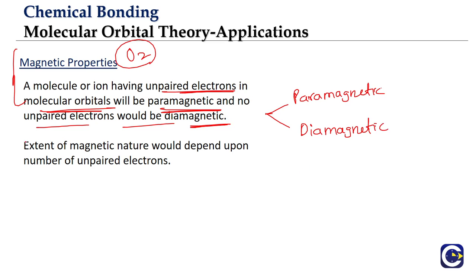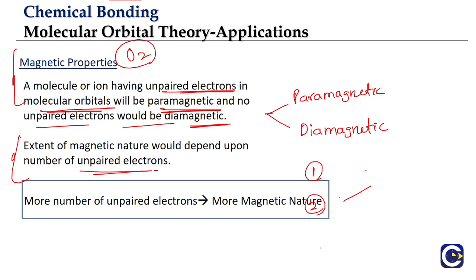And if you look at the extent of magnetic nature, more number of unpaired electrons means the paramagnetic nature is going to be more. For example, if there is a molecule with one unpaired electron and another molecule with two unpaired electrons, the one with two unpaired electrons is going to have more paramagnetic nature. So that is how we look at the dependency of magnetic nature on the number of unpaired electrons. More the number of unpaired electrons, more will be the magnetic nature. Here we look at it as the paramagnetic nature. If there are no unpaired electrons, that is what we call diamagnetic nature.